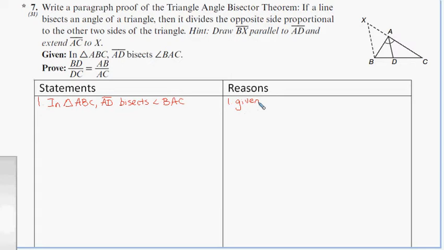Notice that they've hinted that we draw an auxiliary line BX. So we're saying BX is going to be parallel to AD. All right, so I'm just going to add that little notation there so you can visualize that. So that's going to be our second point, and that is to draw BX parallel to AD.